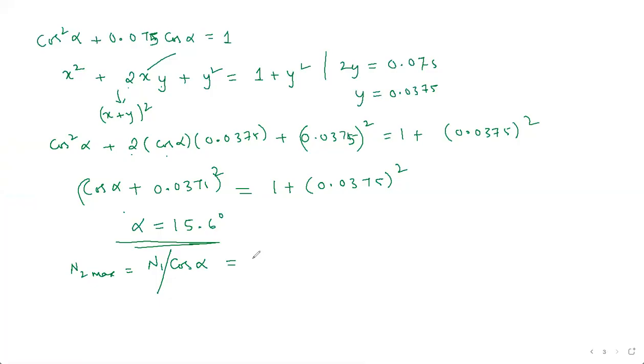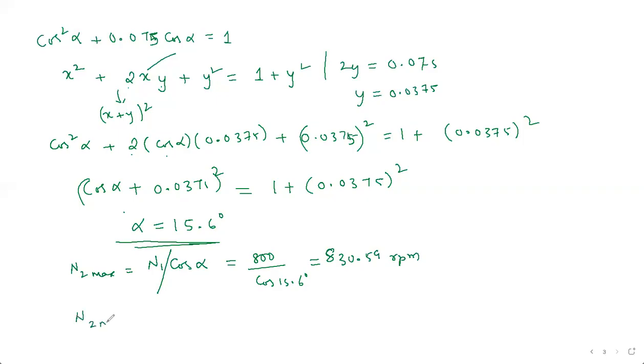So N1 is already given as 800 RPM. So 800 divided by cos of 15.6 degrees, you will get, just calculate it, 830 RPM. 830.59 RPM is the maximum value.